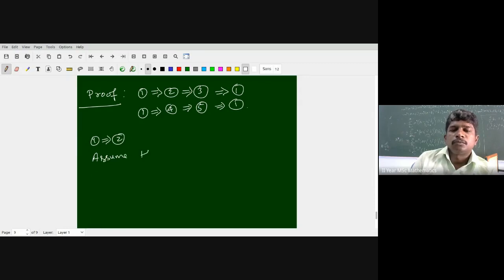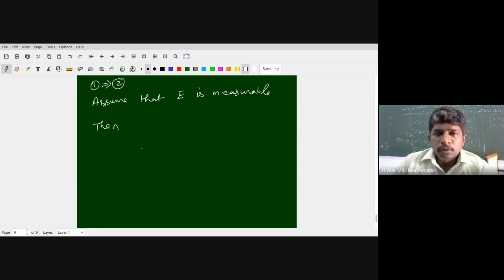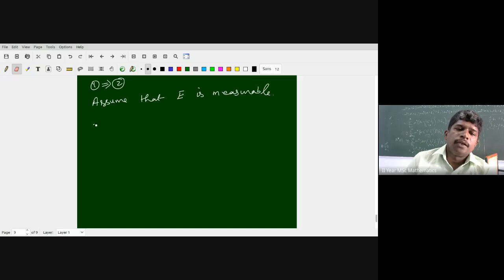Assume that E is measurable. Then we have a result that there is an open set. We consider two cases: if E is finite, then what happens, and if E is infinite, then what? So case 1, measure of E is finite.